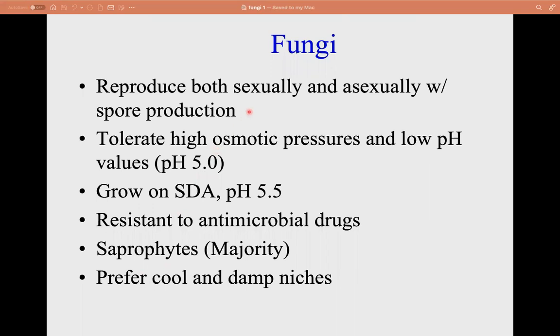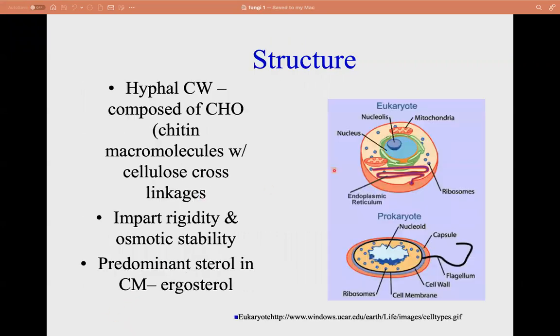So they reproduce both sexually and asexually with production of spores, tolerate high osmotic pressure and low pH values, grow on SDA, pH 5.5, and are resistant to antimicrobial drugs. The majority are saprophytes. They prefer cool and damp niches. This is the structure of a typical eukaryotic cell.